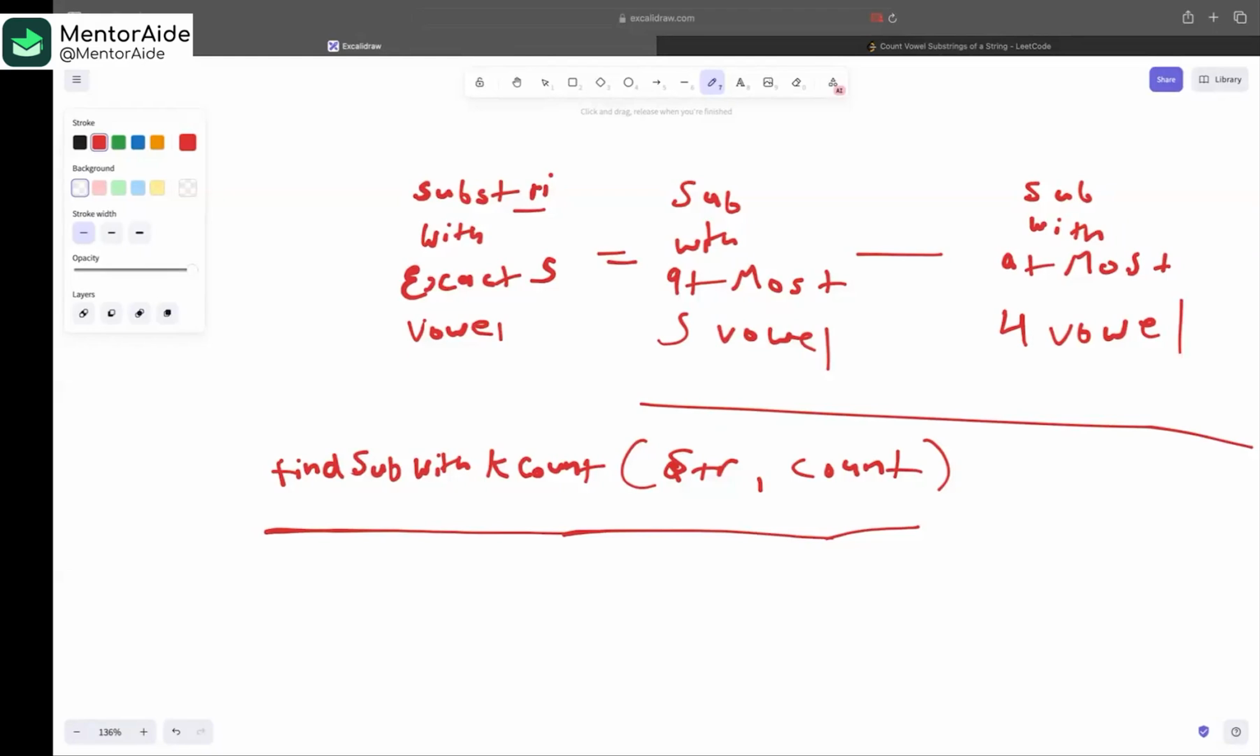Correct. Okay. Let me pull up the code also for this. I already have the existing code. Let's see if you guys are able to understand it or not.